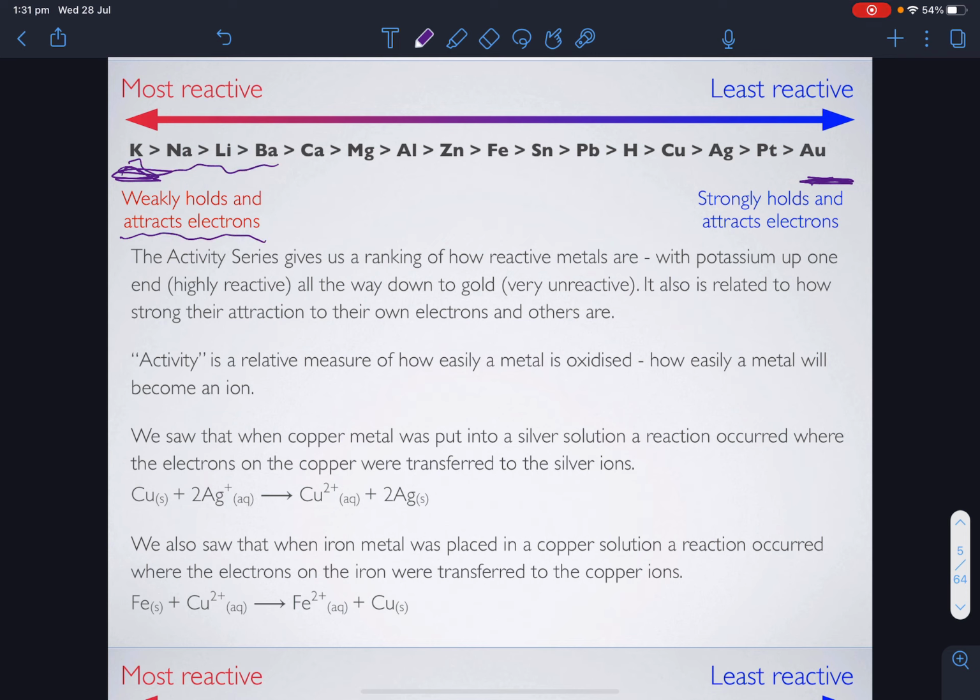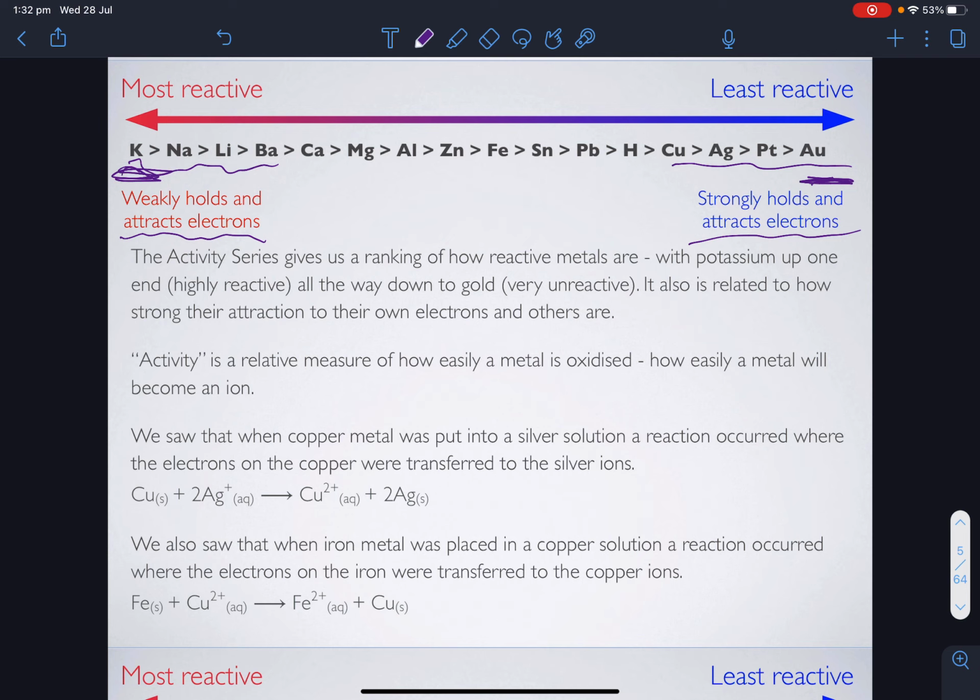And down this other end, we've got these least reactive metals that strongly hold on to and attract electrons. They like to be just the solid metals and not the ions. So stuff like copper, silver, platinum, and gold. These are the least reactive. So this activity series gives us a ranking of how reactive metals are. Potassium up one end, gold down the other. Very unreactive. So remember, activity is a relative measure of how easily a metal is oxidized. So the most reactive are easily oxidized. The least reactive are very hard to oxidize. Very hard to oxidize gold.